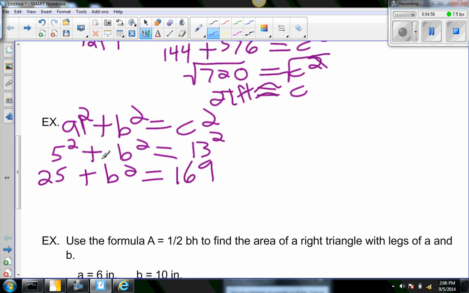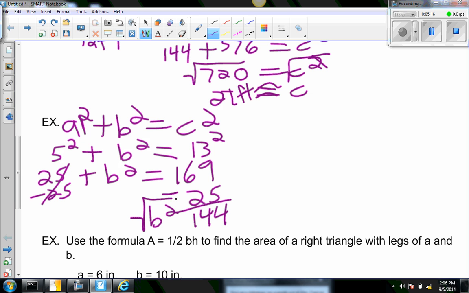Now I need to get the b by itself. So how do I get rid of a 25? I'm going to minus 25, and that would be 144. So my b squared is 144. Again, your last step, you need to square root. So that would make your b 12. And I guess I didn't label it. Let's just say centimeters.